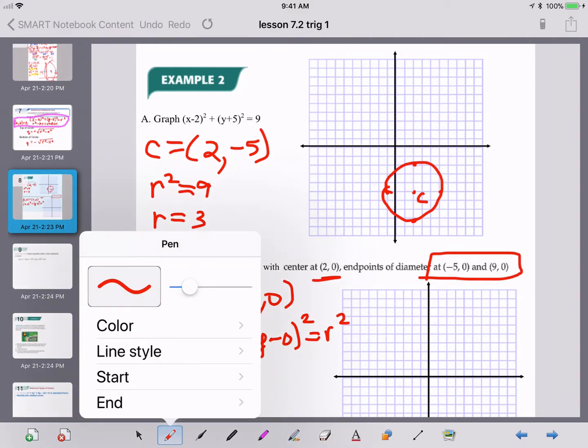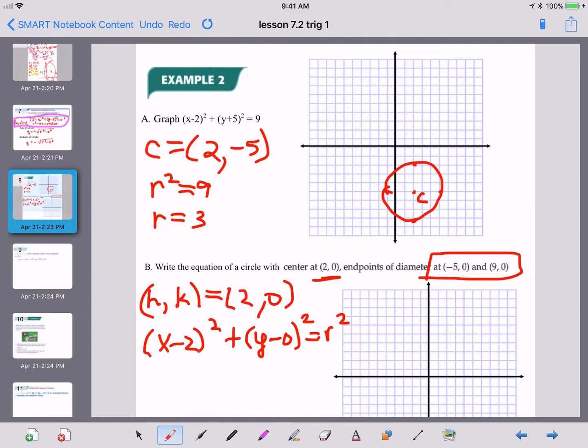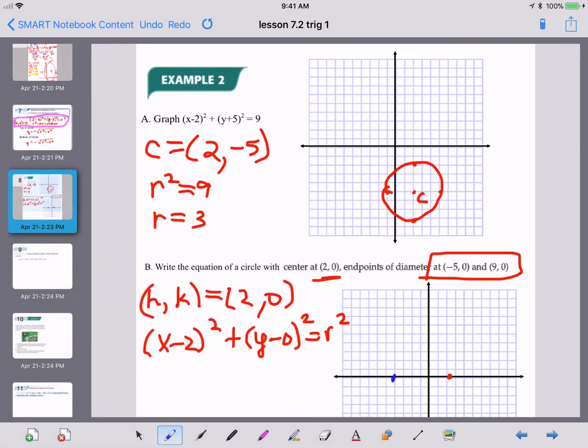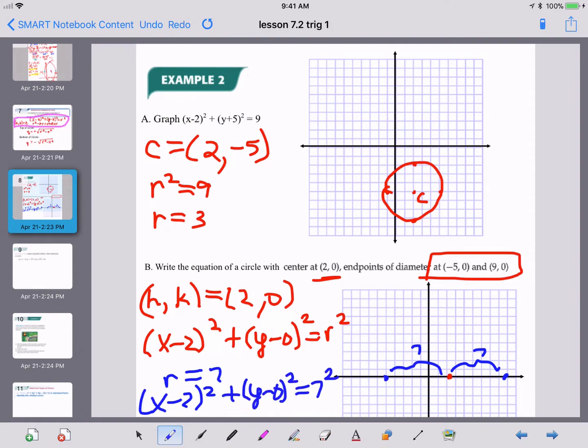So let's label what we do know. We know our center is at (2, 0). We know that the endpoints of our diameter are at (-5, 0) and (9, 0). So let's think about that. That is 7 units this direction and 7 units that direction. So our r must be 7. So that's (x - 2)² + (y - 0)² = 7², or you could put 49.